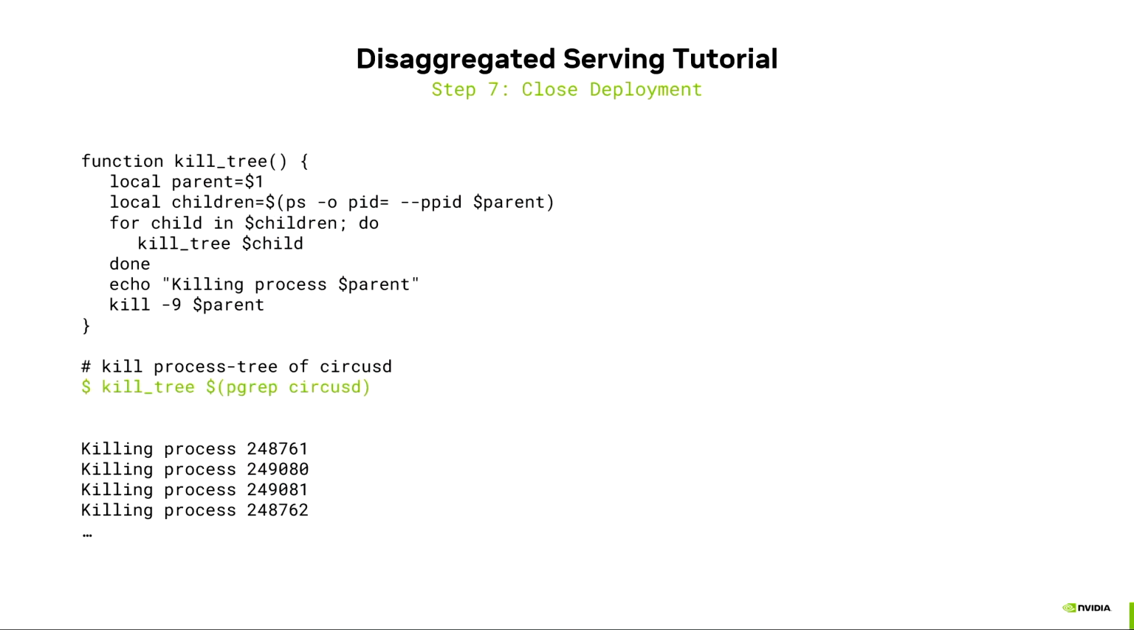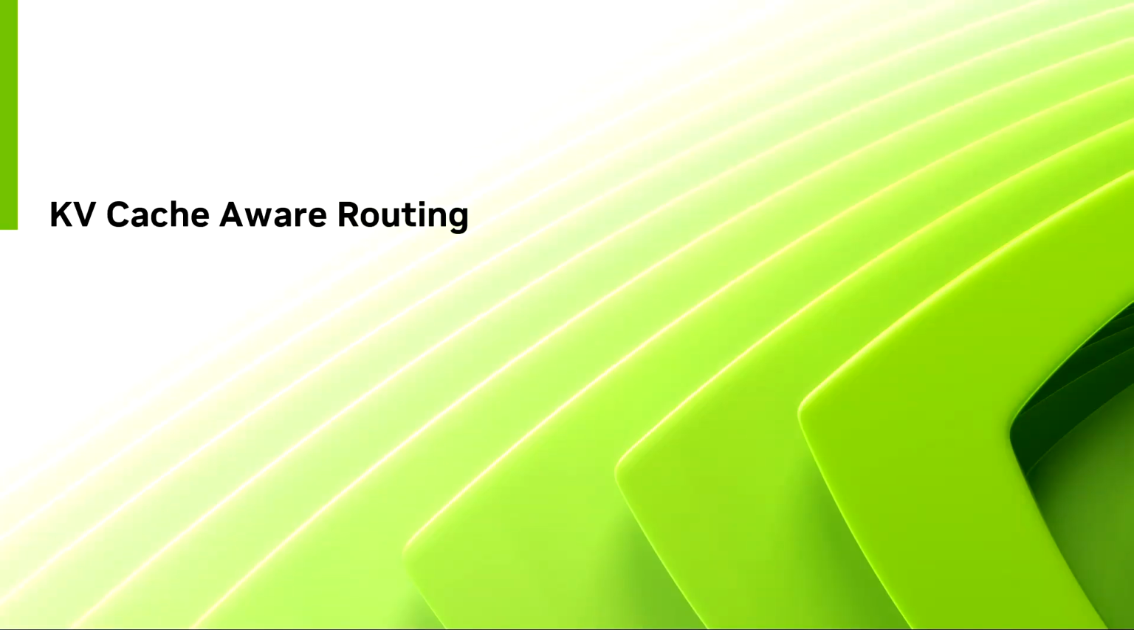So this is how we kill the deployment; all the parent processes of this deployment would be cleaned up right now. With that, the disaggregated serving tutorial is done. We will move next to the KV cache aware routing.